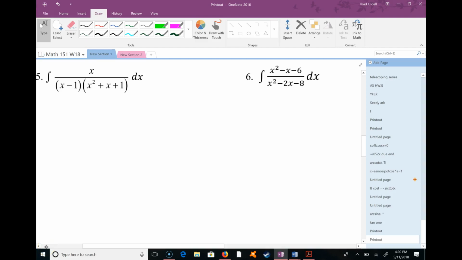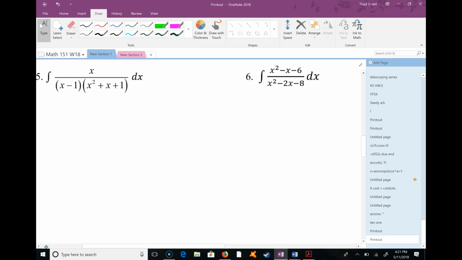So here's a little video on partial fraction decomposition method. We're going to run through a couple of these. This is from the worksheet that I handed out in class a few days ago. We'll do numbers 5, 7, and 9.